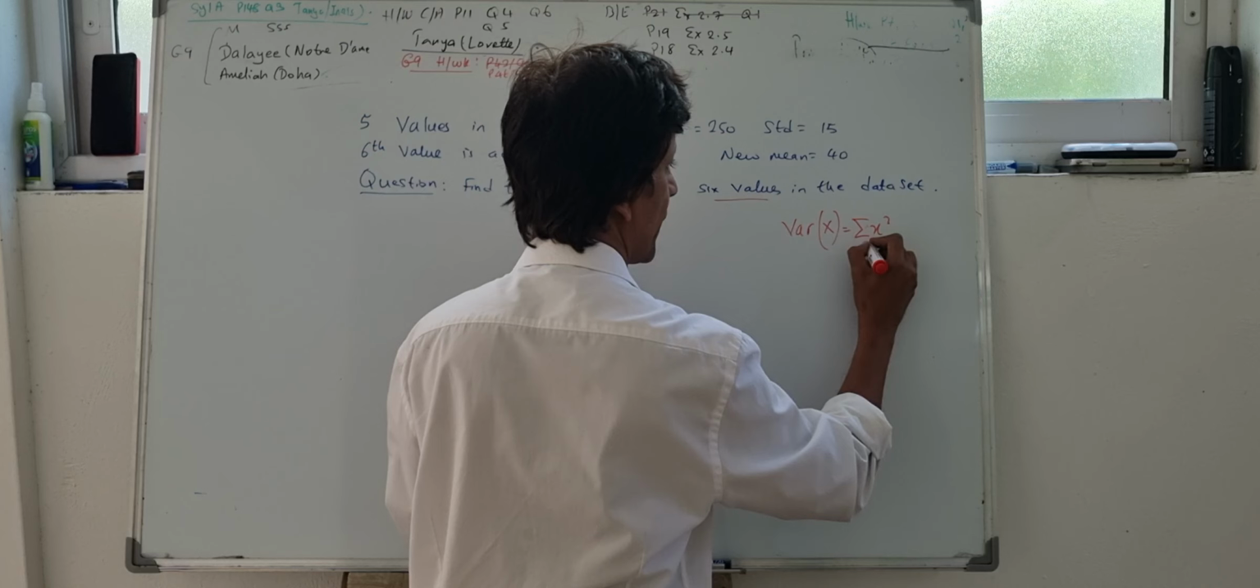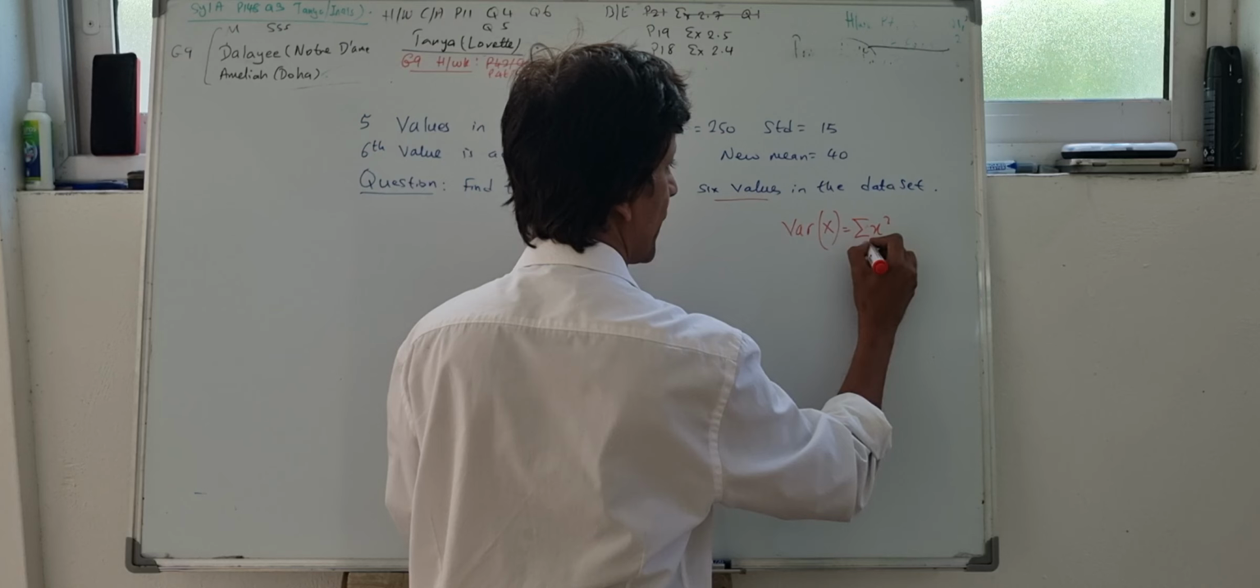So we're going to tackle a question based on standard deviation and variance, Statistics 1. We have 5 values in a data set and we don't know what those values are. There's no need for us to know those values. The sum of those 5 values is 250 with a standard deviation of 15. A 6th value is added to the data set in such a way that now the new mean is 40, and our question is to find the variance of the 6 values in the data set.